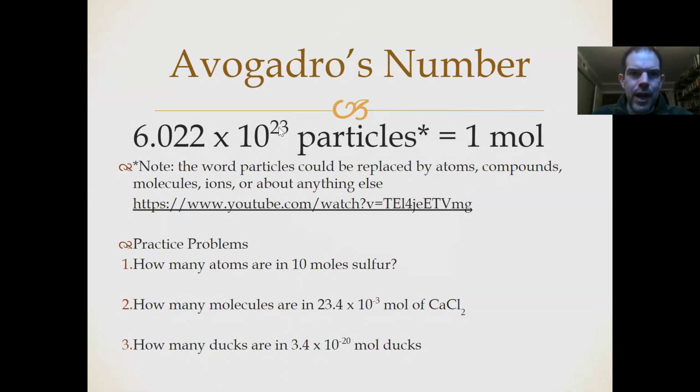Okay. So really quickly, remember, as an equivalency statement, 6.022 times 10^23 particles equals 1 mole. And this could be 1 mole of anything. Remember, a mole is like a dozen, right? It counts. So I could have 24 eggs and that'd be 2 dozen, right? So a mole is 6.022 times 10^23 of something.